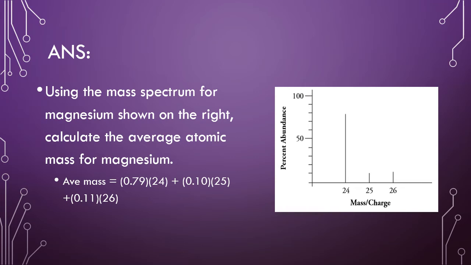Average mass equals 0.79 times 24, that's 79% in its decimal form, times the 24 for that mass, plus 0.10 times 25, plus 0.11 times 26. Following the order of operations, our multiplications must be done first, and then we add up the answers that we get, and we get that the average mass of magnesium is 24.32, which is very close to the mass that is found on the periodic table.